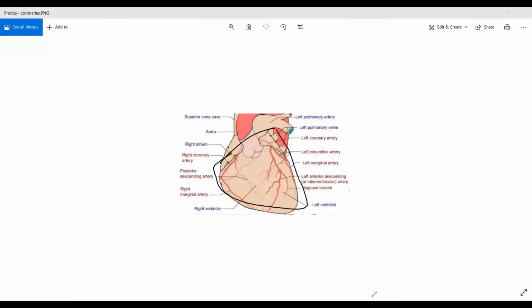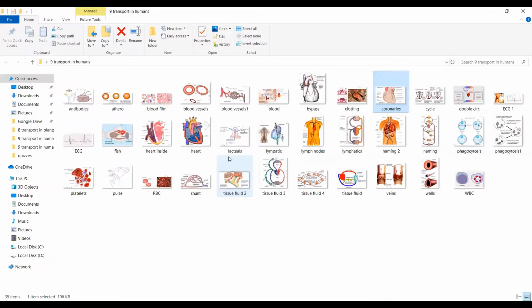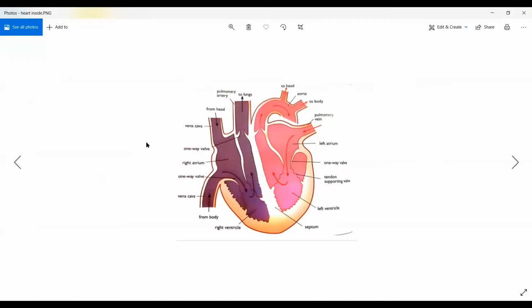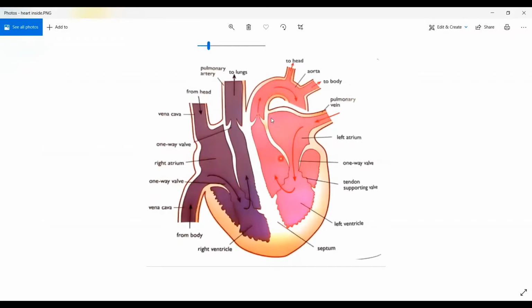Okay, but what about the inside of the heart? To show you the parts of the heart, if we open the heart lengthwise like this, I'm going to see that it is divided into two sides. This one is the left side of the heart, and the other side is the right side of the heart.